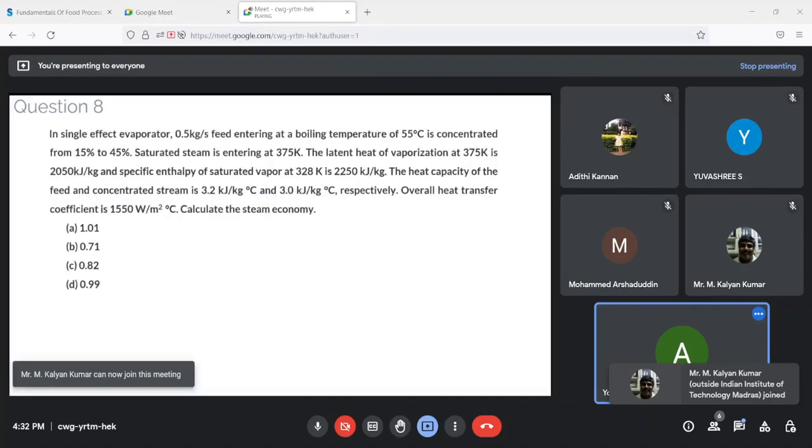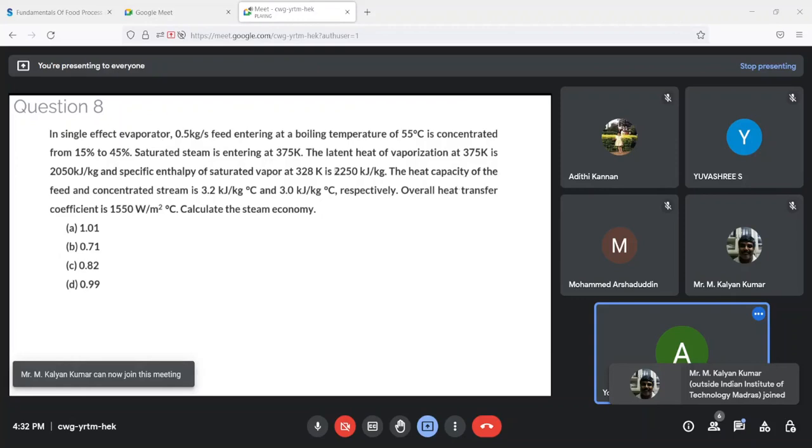Moving on to question 8. This is a similar question, except that you will have to calculate the steam economy here. So in a single effect evaporator, 0.5 kg per second feed is entered at a boiling point of 55 degrees Celsius, and it is concentrated from 15 to 45%. Saturated steam Ts is entering at 375 Kelvin. The latent heat of vaporization at 375 Kelvin is 2050 kilojoule per kg, and the specific enthalpy of the saturated vapor that is leaving the evaporator is 2250 kilojoule per kg.